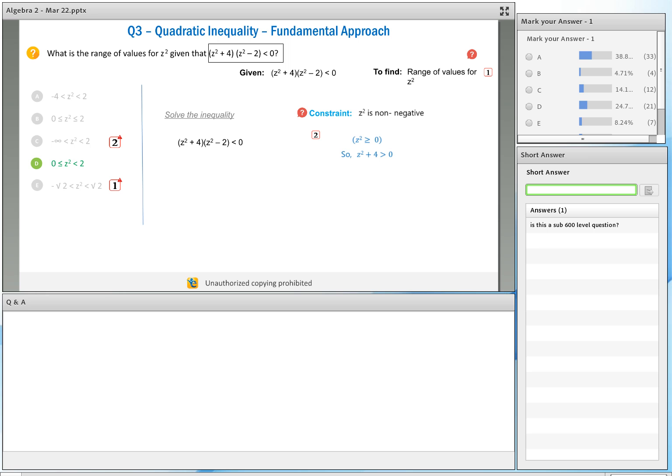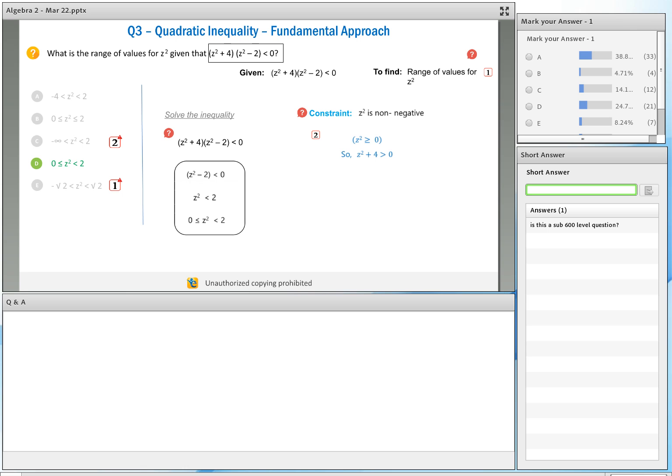In the world of GMAT, z square is always positive. It's always greater than or equal to 0. I shouldn't say it's always positive. It's always non-negative, which means z square plus 4 is always greater than 0. So essentially, this becomes a fairly simple inequality where you say, hey, z square minus 2 is negative, which means z square is less than 2, which means z square is greater than or equal to 0 and is less than 2, which leads us to choice D.